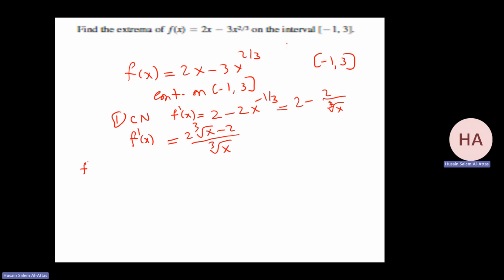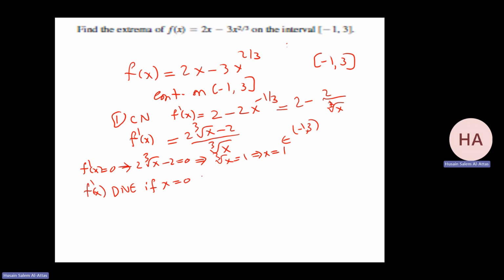So I need to find f prime equals 0. Very clear, that means 2 cubic root of x minus 2 equals 0, so cubic root of x equals 1, so x equals 1. Is it in the interval? Yes, so it's a critical number. And also I need to check where f prime does not exist, which is if x equals 0. Is it in the interval? Yes. Okay, this is my first step.